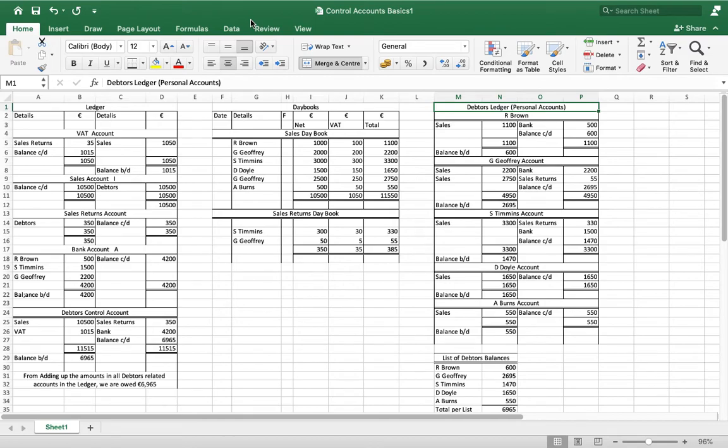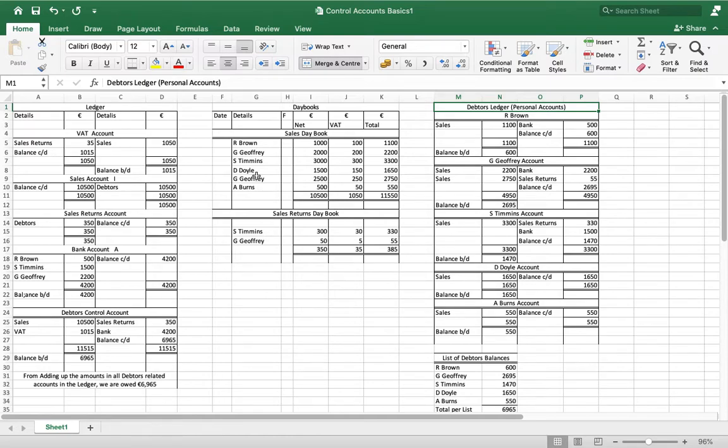This is to try and explain how control accounts work. So we're only looking at debtors here. So these are people who owe us money. So what we start off with is our day books. So the sales day book and the sales returns day book, they affect how much we're owed by people.